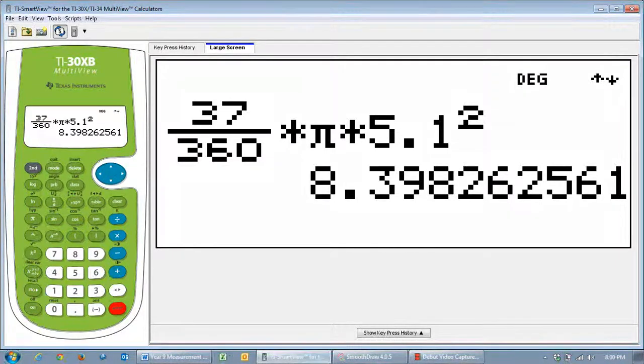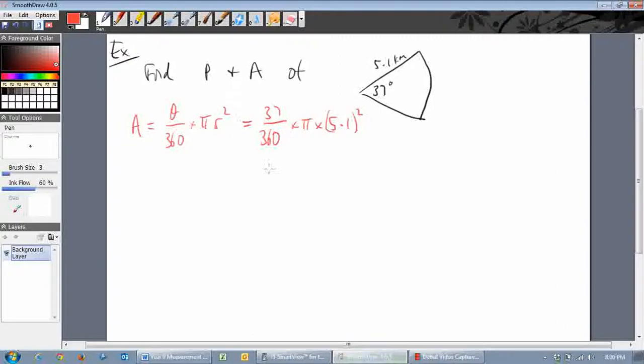So 8.4. We're in kilometres here, and it's area, so it will be kilometres squared, two-dimensional. And there's your answer. There's the area.